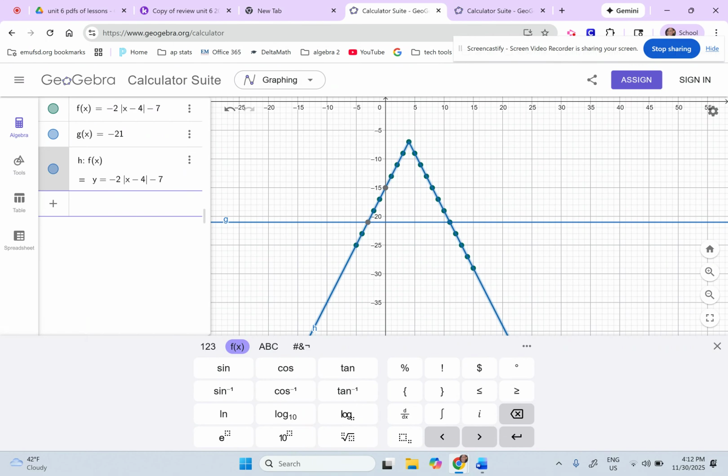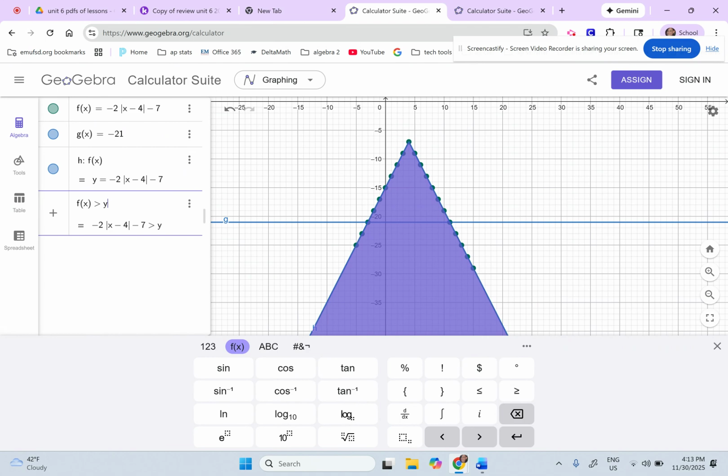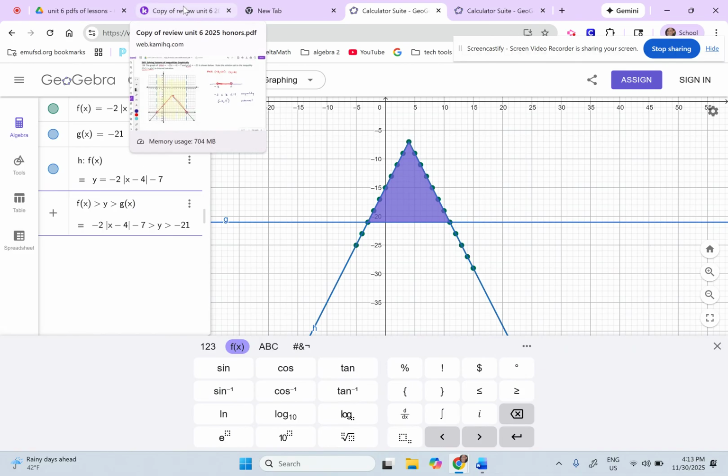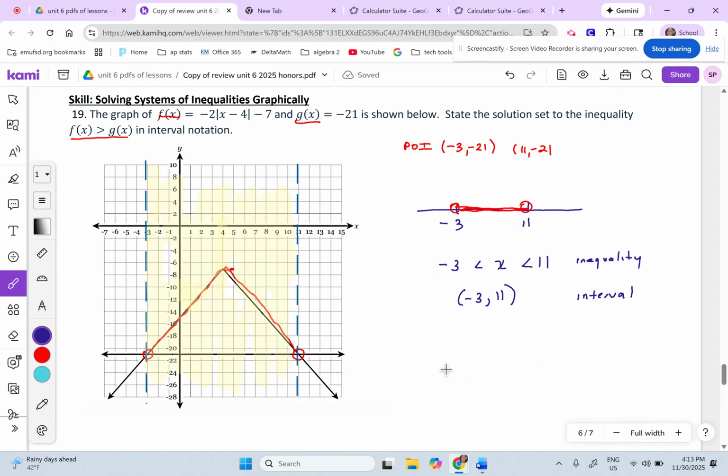So I have that, and in this case I'm looking to see f of x, which has to be greater than y, has to be greater than g of x. And then it gives you the shading, otherwise it doesn't seem to work. And we can see we're looking in between those two lines. So I don't find that to be a perfect solution, but some of you may like that better. Again, you're looking for the x values that make that true.